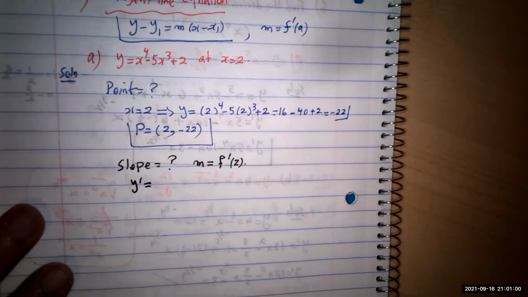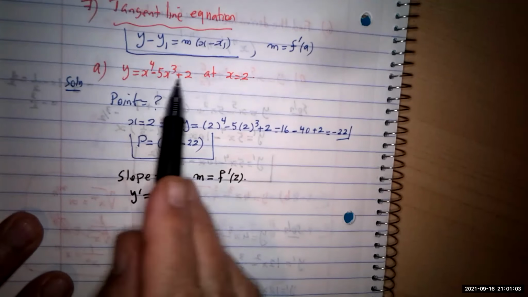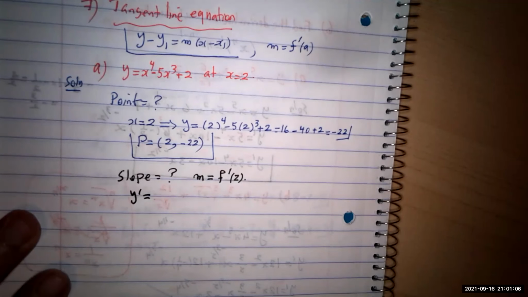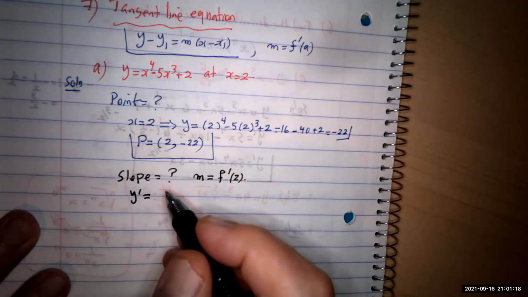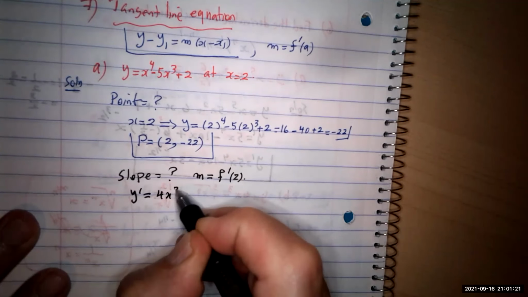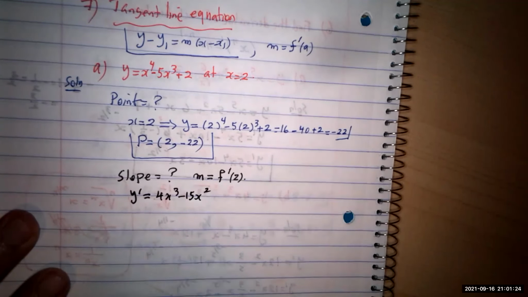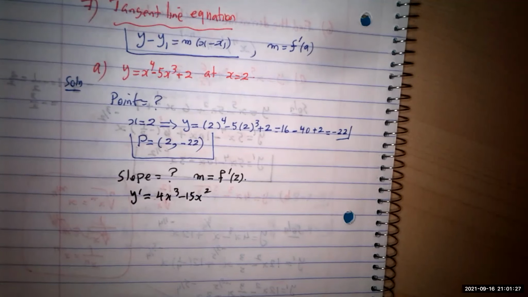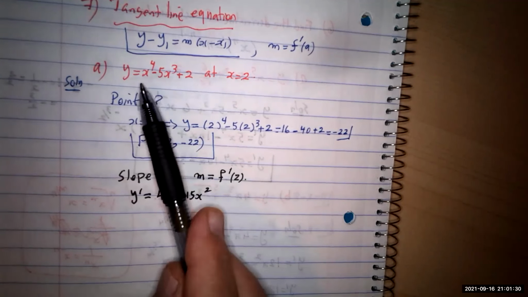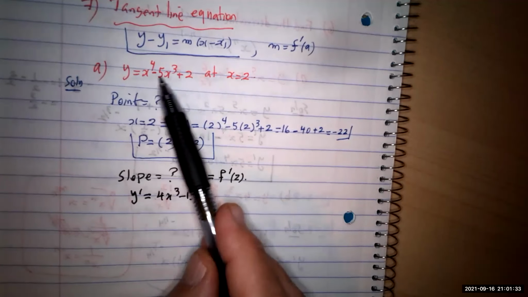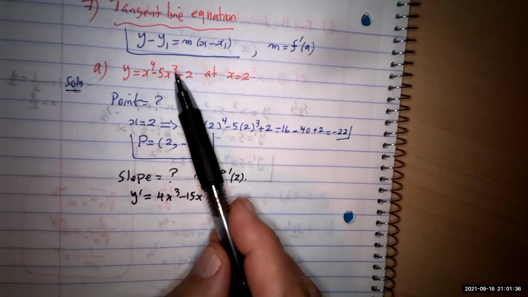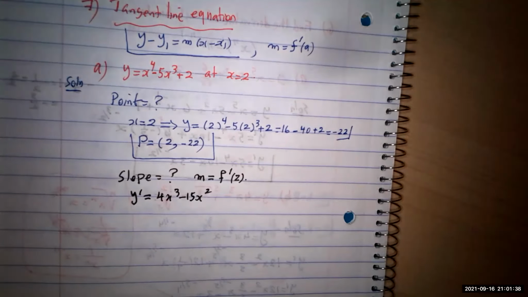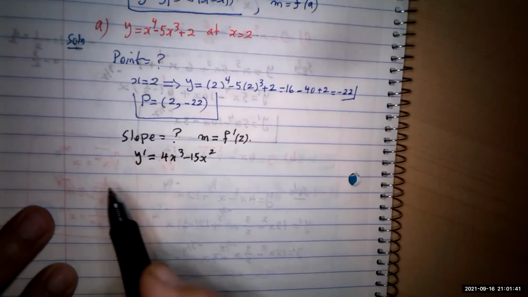Okay, what's the y prime? Any suggestion? Give us the derivative of this function. Who wants to try? Is it y prime equals 4x cubed minus 15x squared? Excellent. That's it. Yes, very good. Exponent times coefficient, the power, 1 down. 4x to the third. 3 times 5, 15, minus 15x to the 1 down, squared. The derivative of 2 is 0. That's it. Very good.